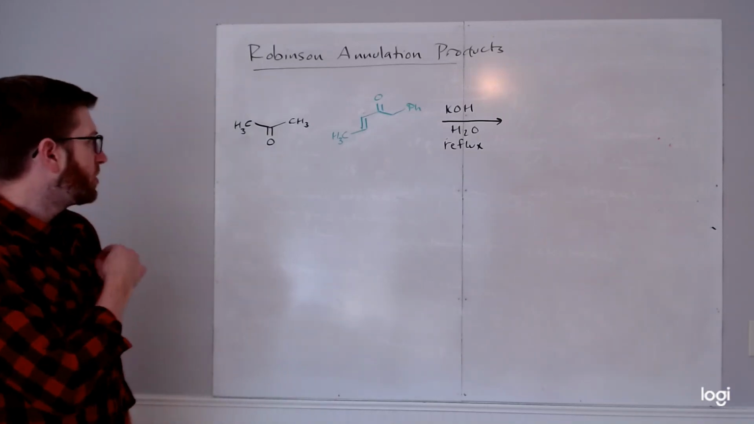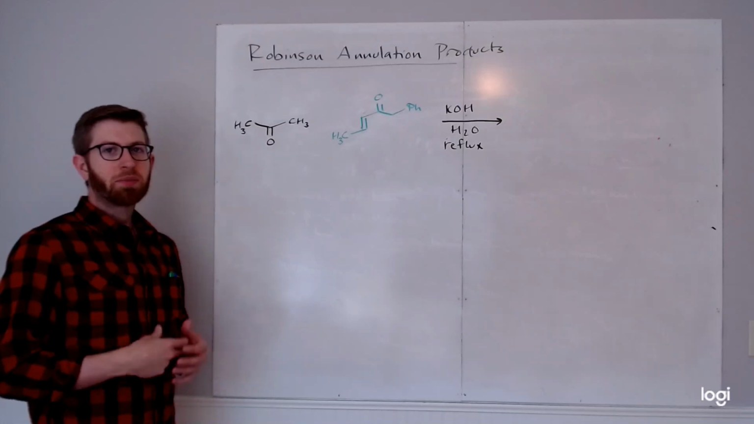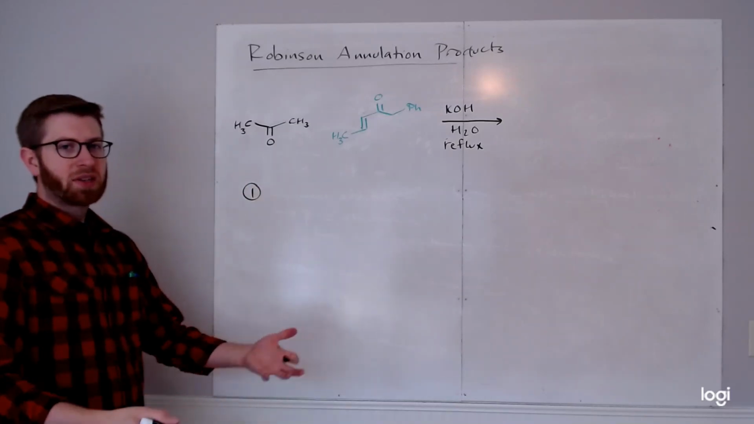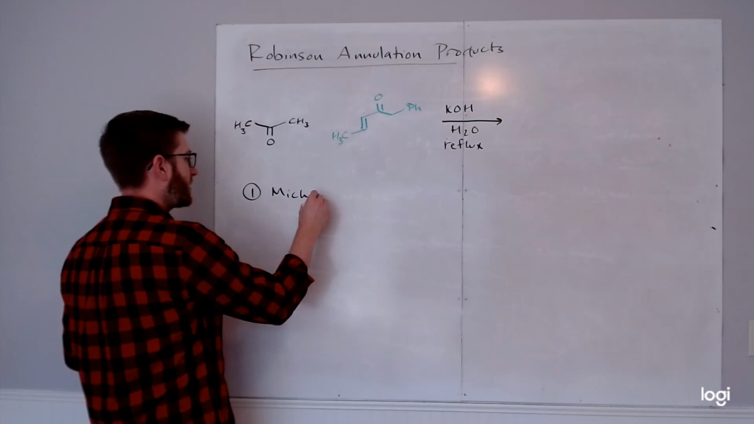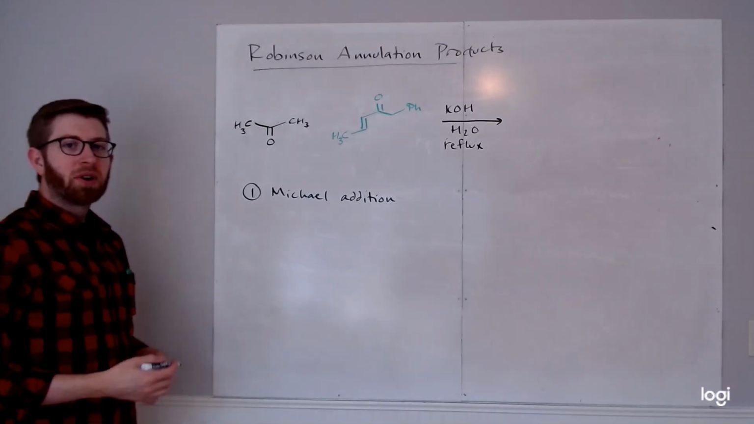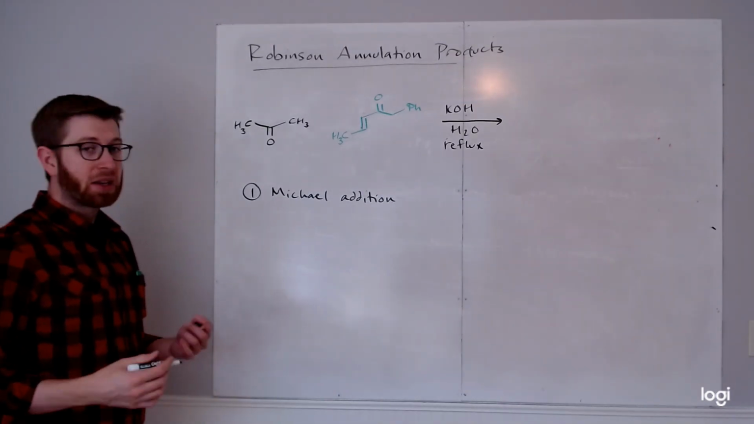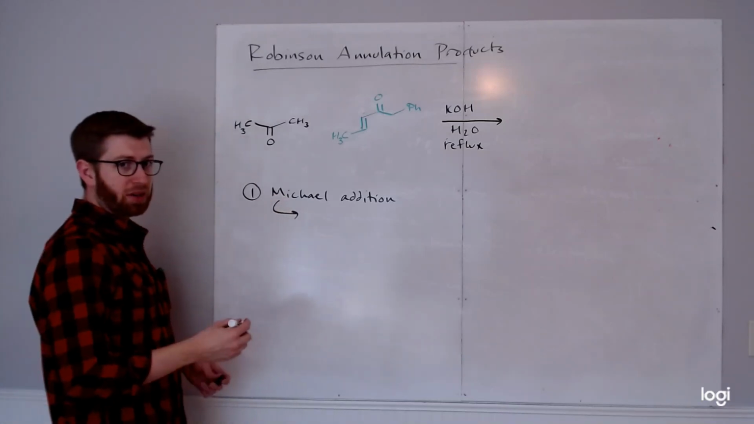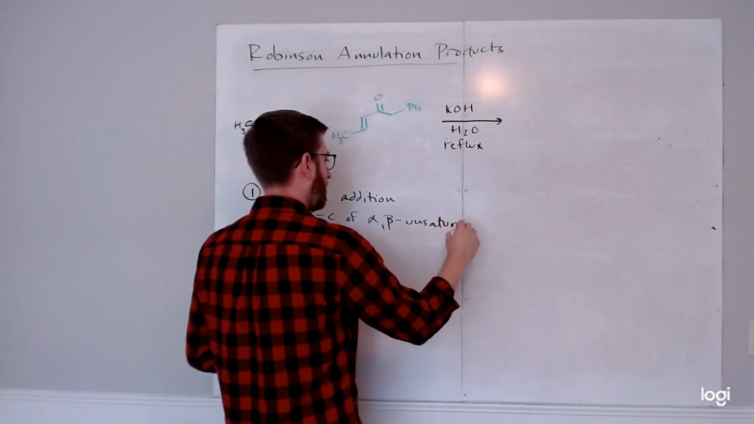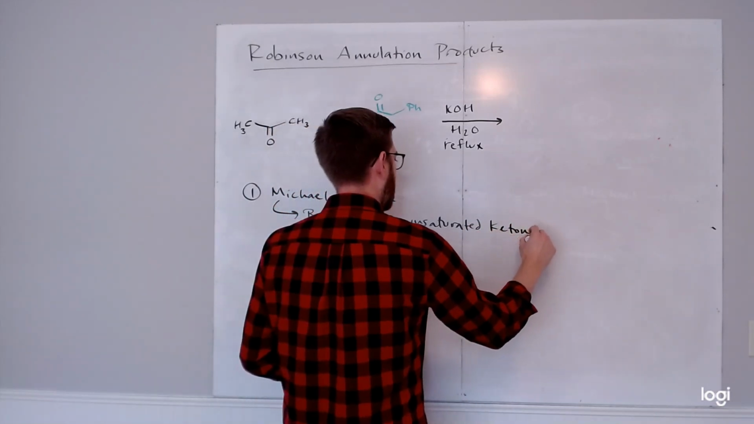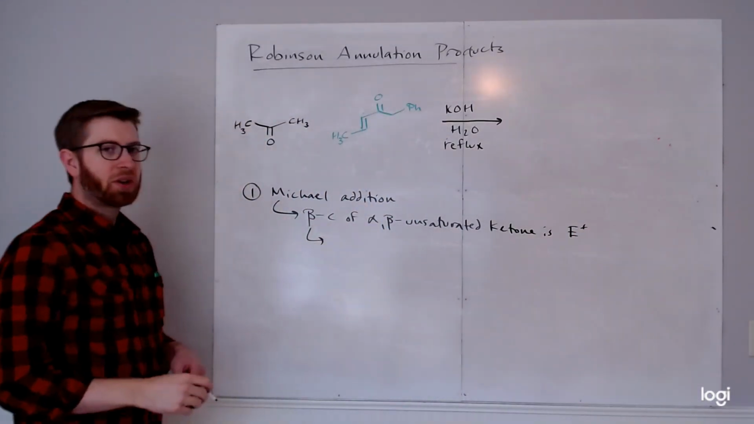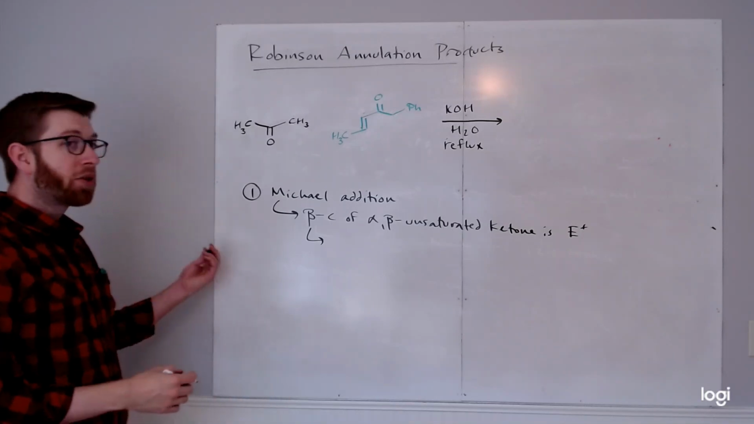So what we're going to do is first focus on the fact that the Robinson annulation proceeds in a predictable fashion with respect to the order of events. So the first step, or the set of steps, is always going to be the Michael addition, right? So we're going to form a CC bond between the beta carbon of an alpha beta unsaturated carbonyl and the alpha carbon of a ketone or an aldehyde, so that would be like an enolate, for instance. So this tells us what electrophilic site we have, right? The beta carbon of the alpha beta unsaturated carbonyl. That's the electrophilic site. And it also tells us that the alpha beta unsaturated ketone is the electrophile, and that means the other reactant must be the nucleophile.